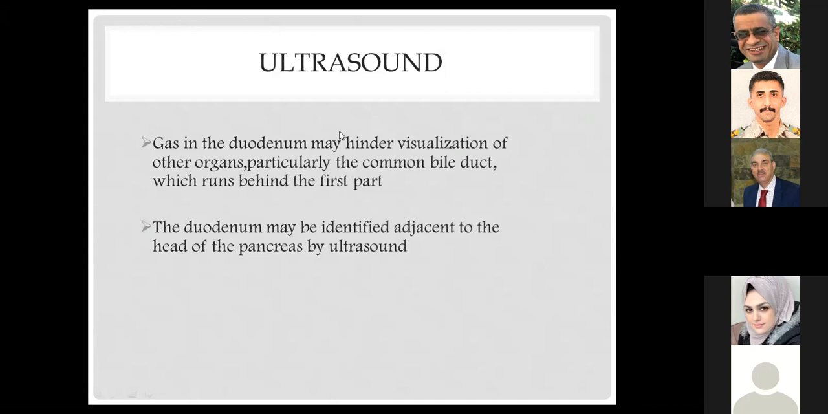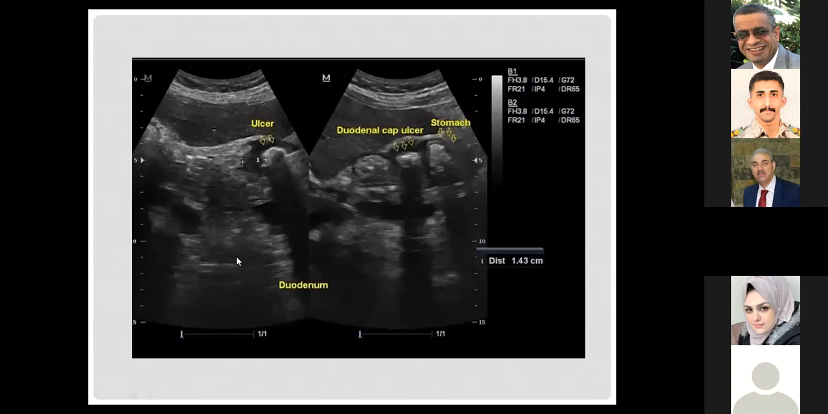Ultrasonography, which is the last method. The gas in the duodenum may hinder the visualization of other organs, particularly the common bile duct, which runs behind the first part. The duodenum may be identified adjacent to the head of the pancreas by the ultrasound. Here we have a picture, and here we can see an ulcer in the duodenal cap. Here's the duodenum, and there is an ulcer. We can see it here.